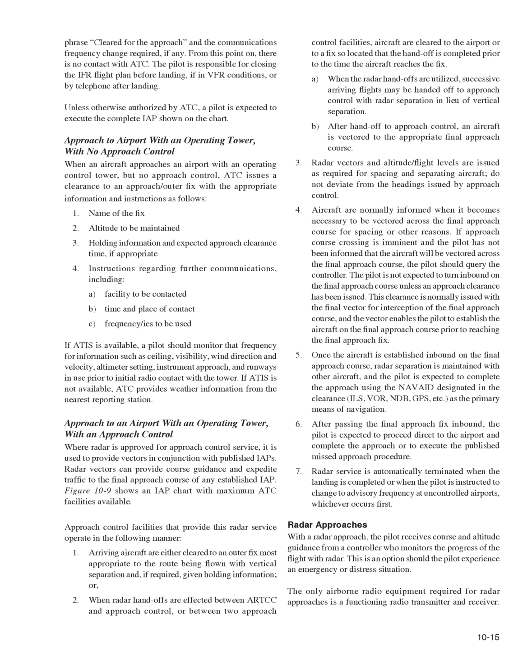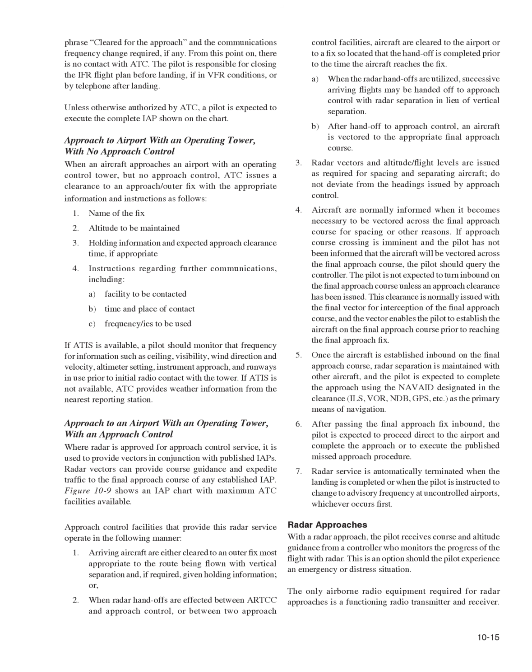Approach to airport with an operating tower, with no approach control. When an aircraft approaches an airport with an operating control tower, but no approach control, ATC issues a clearance to an approach/outer fix with the appropriate information and instructions as follows. 1. Name of the fix. 2. Altitude to be maintained. 3. Holding information and expected approach clearance time, if appropriate.